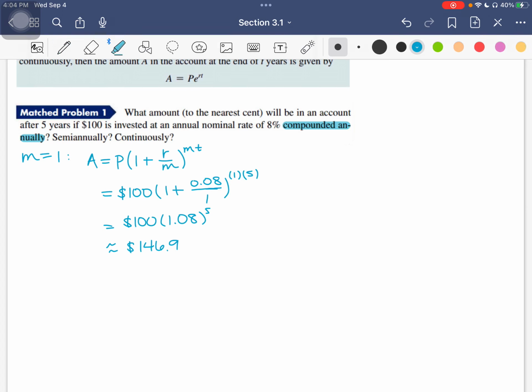All right. Now, if we wanted to look at compounding semi-annually, in this case, M is just equal to 2, and we'd use the same compound interest formula, but now M is 2, and then get our answer. I'll let you guys do that one on your own, and then jump directly to compounding continuously.